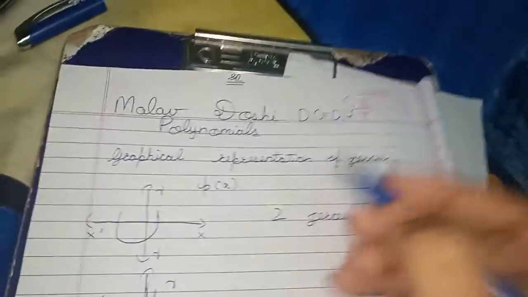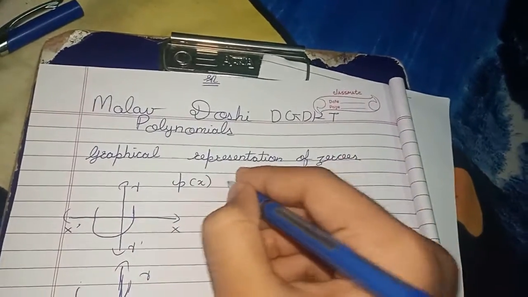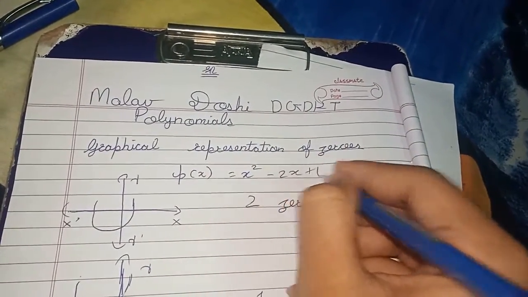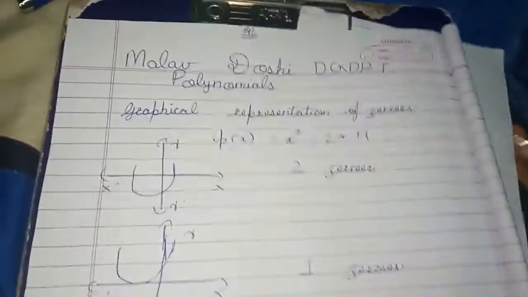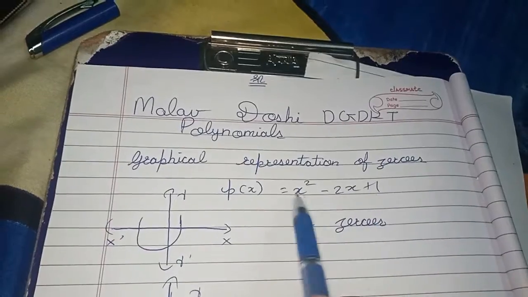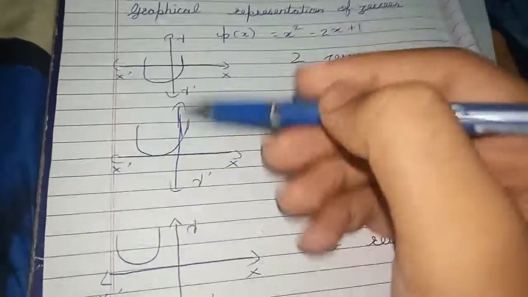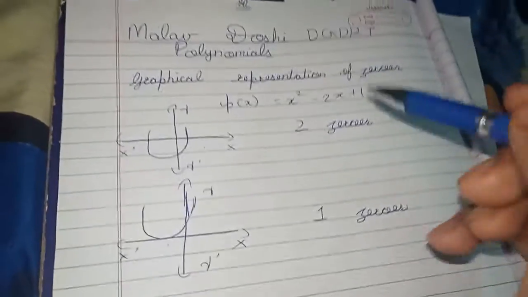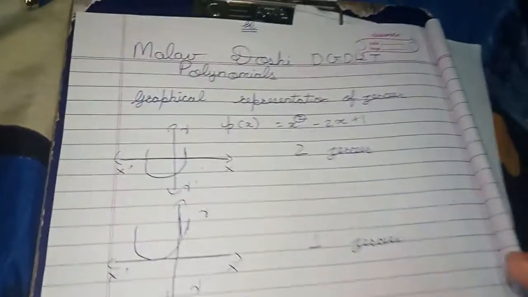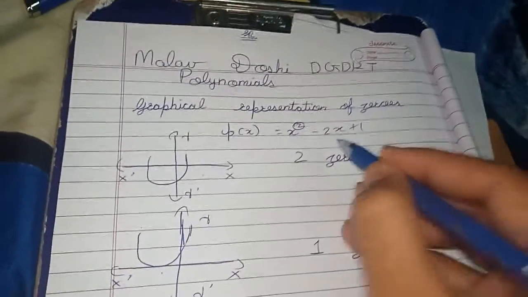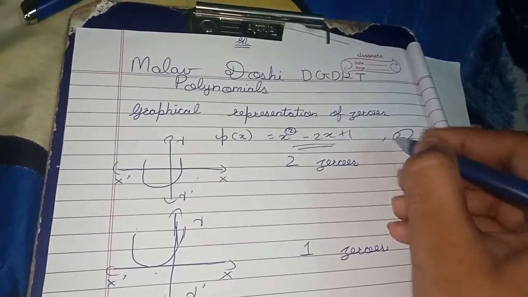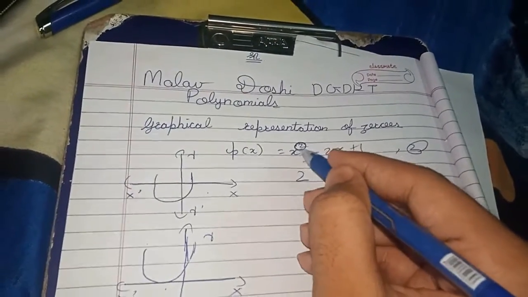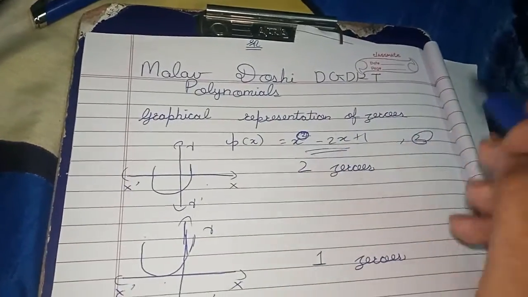Now let's say we have a polynomial p of x equals x squared minus 2x plus 1, just a polynomial. Now, how would its graph look? It would be one of these three cases: either intersecting the x-axis at 2 points, at a single point, or not intersecting. The degree is 2, therefore the maximum number of zeros of this polynomial is 2. The maximum number of zeros is the degree of the polynomial.